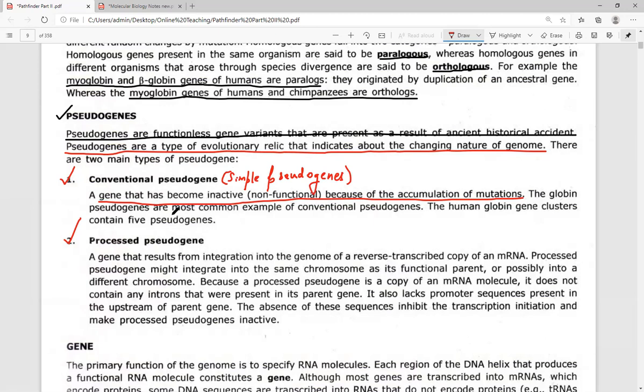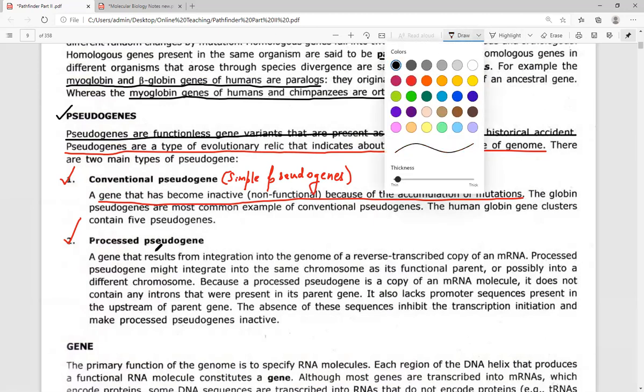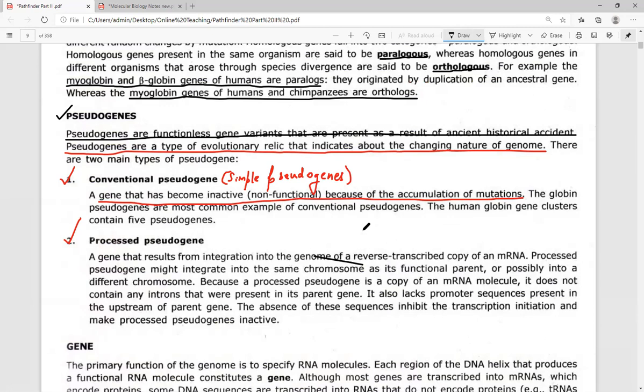Now, the other type of pseudogene that is present is referred to as processed pseudogenes. Now, what do you mean by processed pseudogenes? Processed pseudogenes are formed by the integration of the reverse transcribed copy of its mRNA. Okay, so these are the ones formed as a result of integration of the reverse transcribed copy of the mRNA into the genome. When the reverse transcribed copy of the mRNA is integrated, it is referred to as a processed pseudogene. A gene that results from the integration into the genome of a reverse transcribed copy of an mRNA.